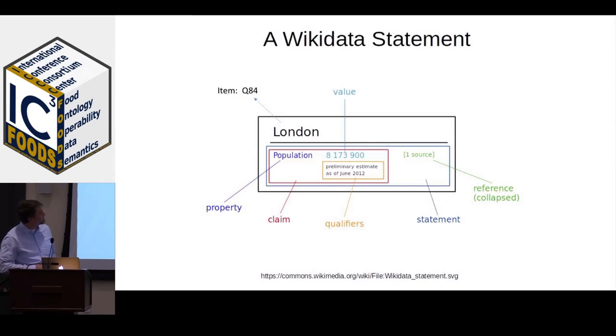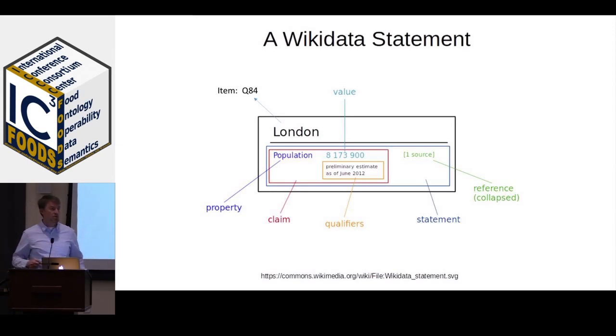This is a Wikidata statement. I pulled it out here to say we have a topic there, Q84, which is about London, and I'm making the structured claim that its population is about a million. And I just want to note that we can qualify that, according to 2012 and some method of estimation, and we collect as many references as we can to support that claim.